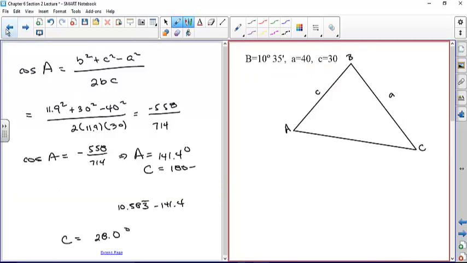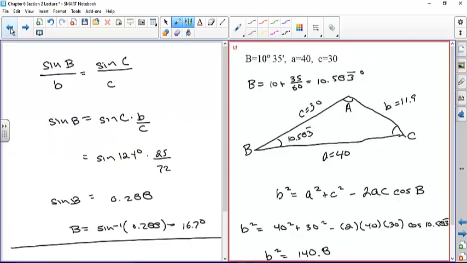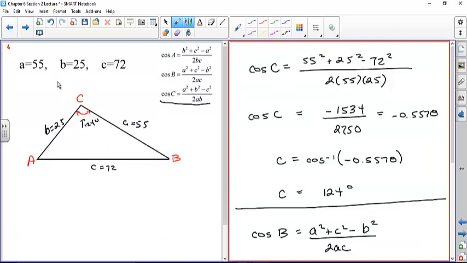So we've done one of each. We've done where you're given all three sides, and where you're given two sides and the included angle. So those are the two possibilities. Like I said, in the first case, what we did was once you've found one of the angles, you can find the other angles using the law of cosines or law of sines. If you know two of the angles, you can find the third angle using the law of sines, the law of cosines, and the sum of the angles equals 180.